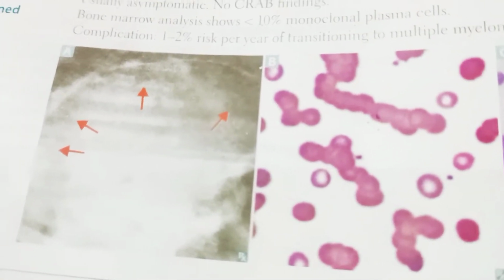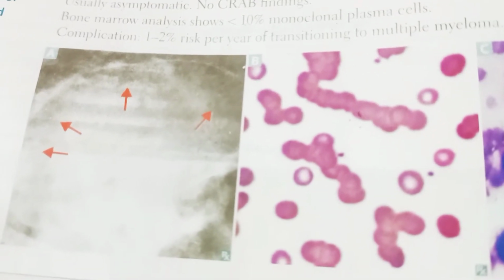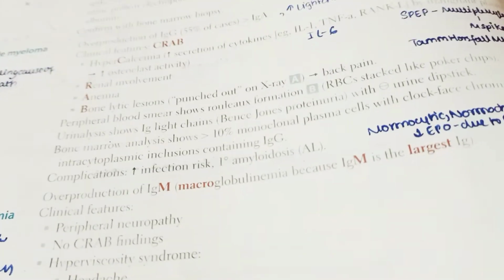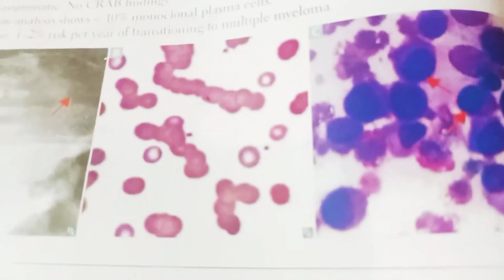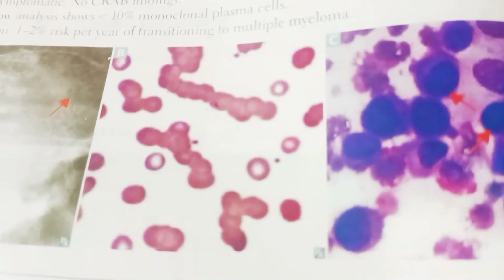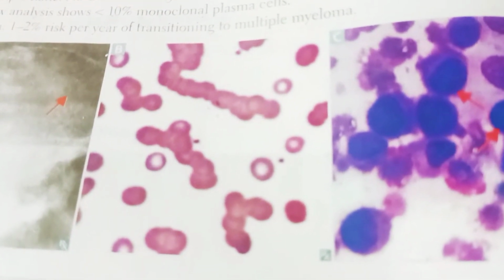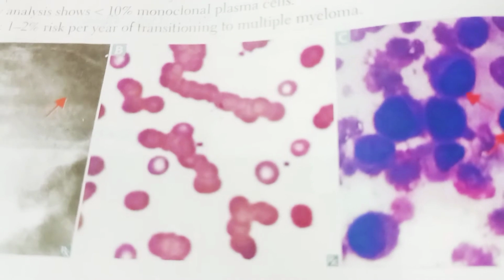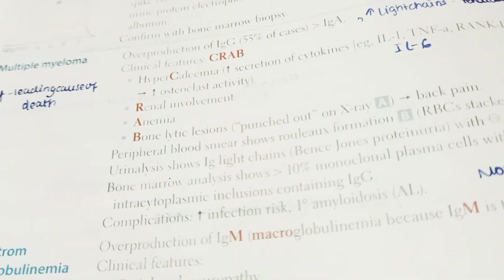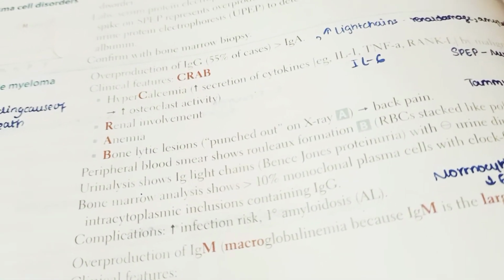You can see, and in urine analysis, you can see Bence-Jones proteins. Okay, Bence-Jones proteinuria, and also you can see the clock face chromatin. This is clock face chromatin with monoclonal plasma cells, and also intracytoplasmic inclusions containing IgG. Complications are increased infection risk and primary amyloidosis. I'll discuss amyloidosis also.